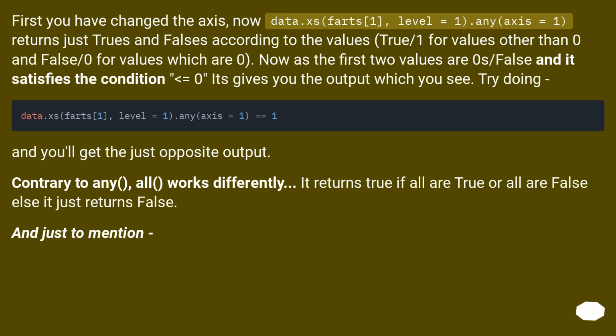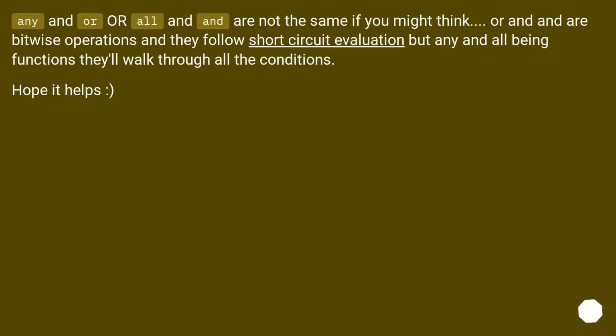Contrary to any, all works differently. It returns true if all are true, else it just returns false. And just to mention, any and all are not the same as or and and, if you might think. Or and and are bitwise operations and they follow short-circuit evaluation, but any and all being functions, they'll walk through all the conditions. Hope it helps.